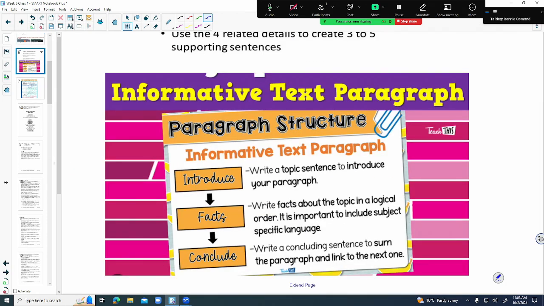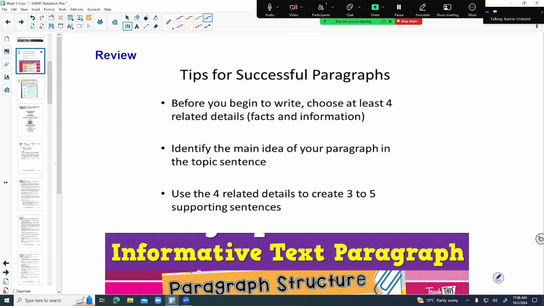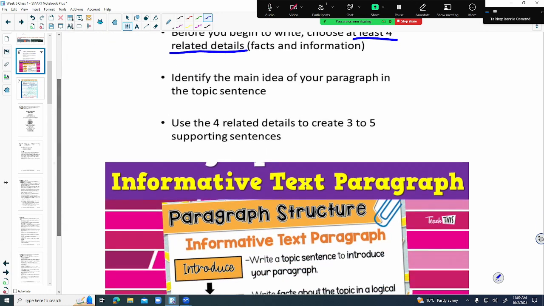Okay, so we'll start off with a review of what we covered in our last class. Last week we finished up lesson 1, and the last thing we talked about in lesson 1 was writing paragraphs. You will have to write paragraphs throughout the lessons, so it's important to know how to do that. To write a successful paragraph, first of all, you need to choose at least 4 related details, so facts and information about your topic. What do you want to say about your topic?